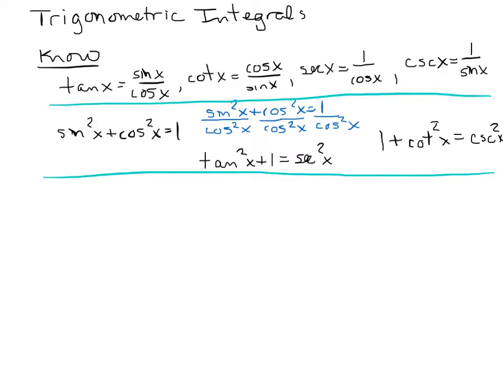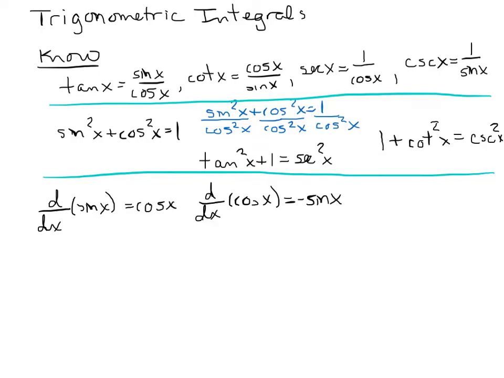And then I would also expect that you would know some derivatives and therefore some integrals. So I expect you to know that the derivative of sine is cosine. I expect you to know that the derivative of cosine of x is negative sine of x. I would expect you to know that the derivative of tangent of x is secant squared.